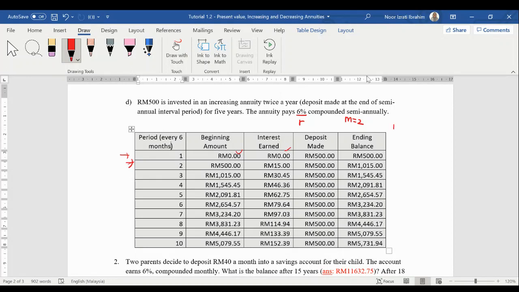How do you calculate the interest? Again, it will be I equals to P multiplied with R over M. You take the beginning amount of every period and then you multiply with R over M. For example, second period, 500 multiplied with 6%, 0.06 over M, over 2. That's how you get 15 ringgit as the interest. Okay, so when you have to create the table of account, you have to actually go through period by period.